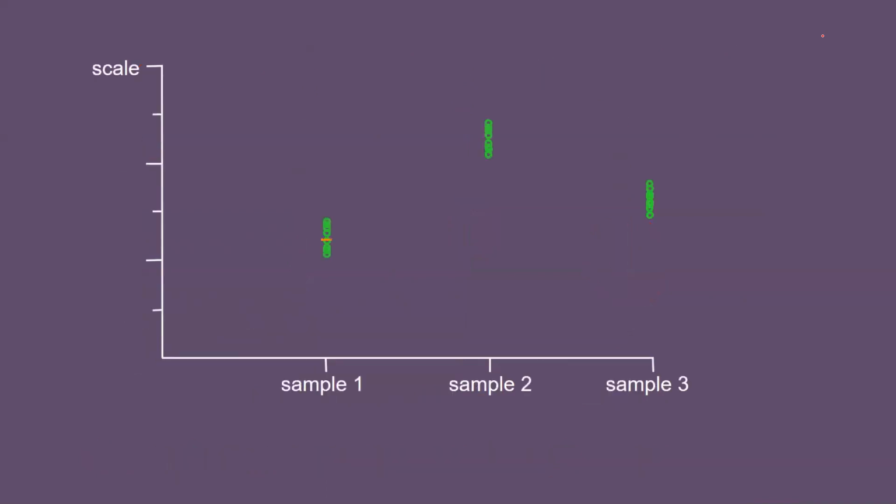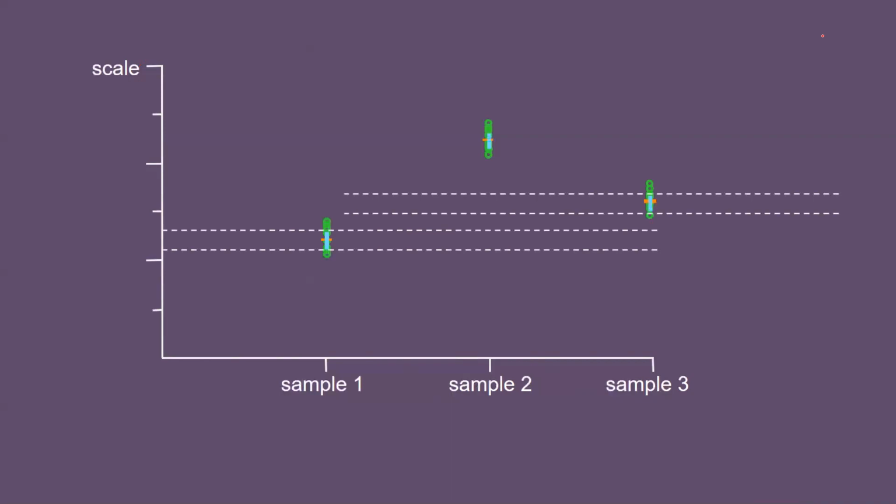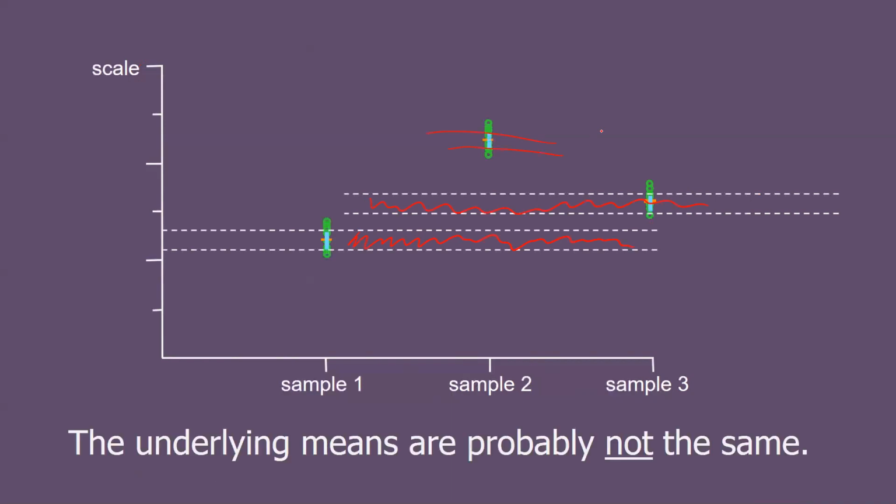Scenario B, same thing. If we pop the means on and we build confidence intervals, because the data is so condensed, so consistent, our confidence interval is going to be really narrow. So you can see there's no overlap here between the plausible values for mu1 and the plausible values for mu3, and obviously mu2 would be even higher. So in this scenario, the underlying means are probably not the same. So in this case, we would get a small p-value.